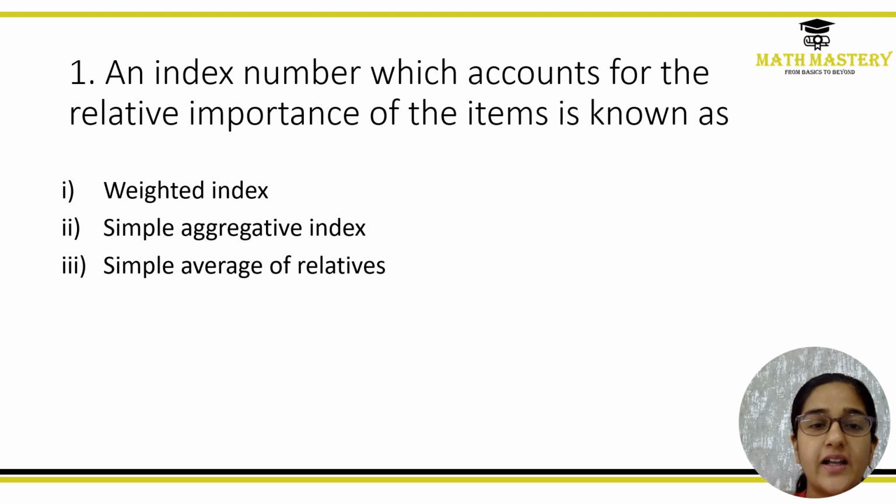Simple aggregative index and simple average of relatives is incorrect because it treats all the items, all the commodities, as equal while calculating the index. So the correct answer is 1.